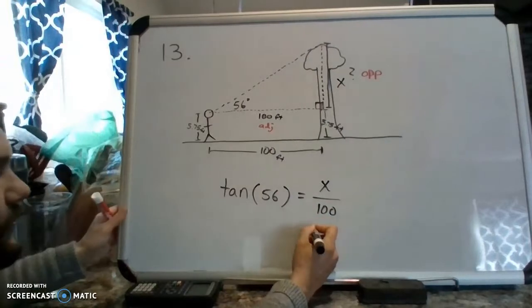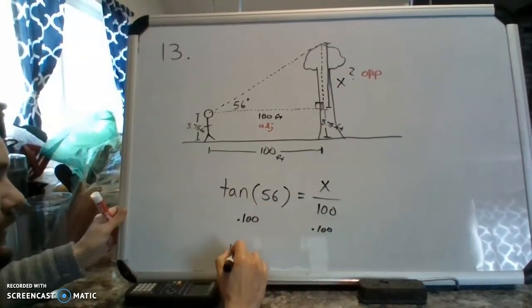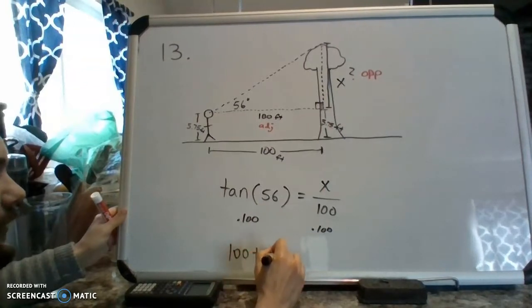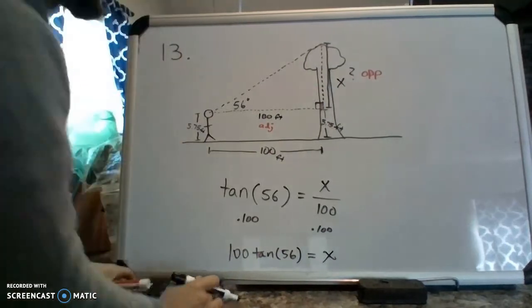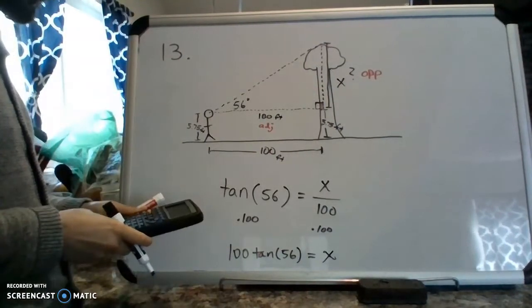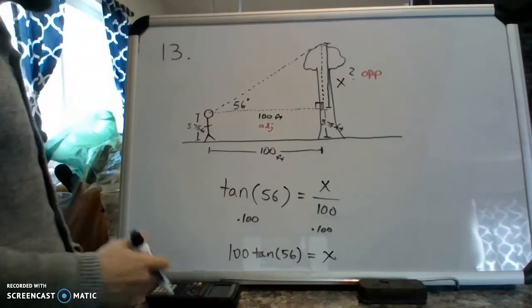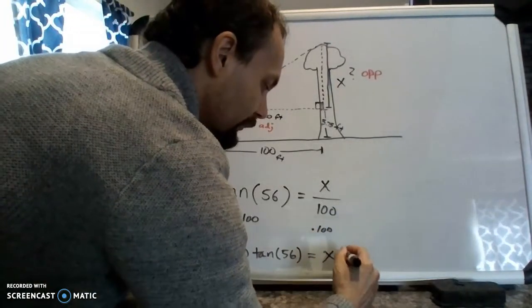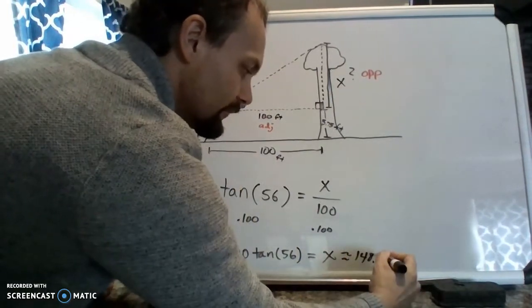And this is an easy solve. We just have to multiply by 100 on both sides. So whatever 100 times the tangent of 56 is, that's going to be our x value. Use your calculator to get that value. It comes out to be 148.3 if you round it off to the nearest tenth.